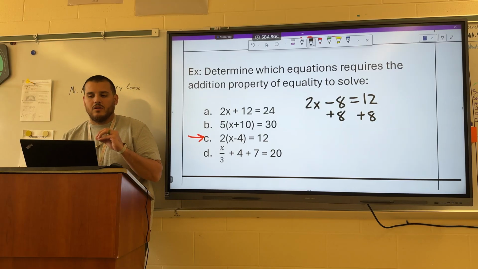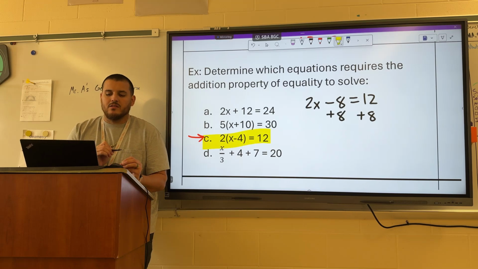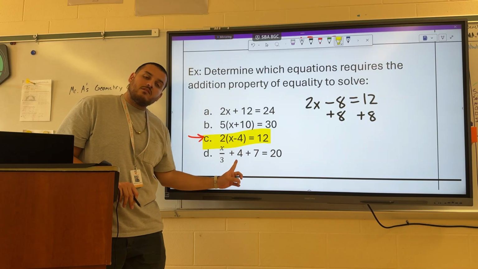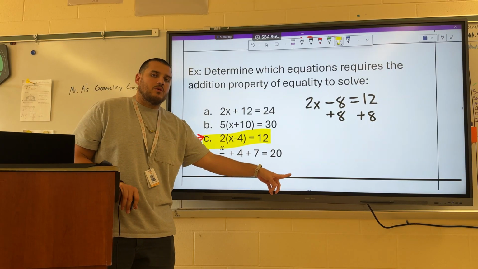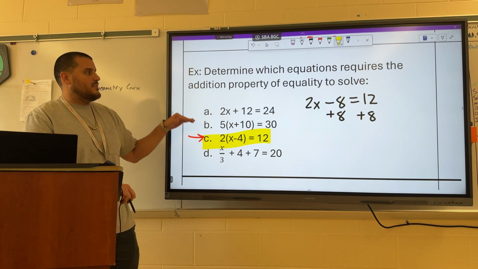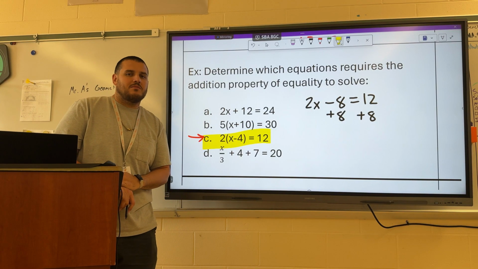That's our addition property of equality. That only happens in C. Again, not in options like D. That's adding, sure, but we're not adding the same numbers to both sides of the equal sign like we had to in this algebra. So the correct answer here is C, using our addition property of equality.